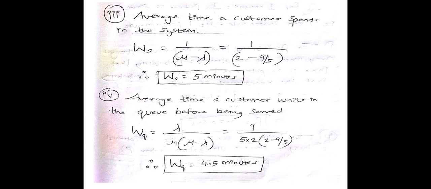Average time a customer spends in the system, that is WS, is 1 divided by mu minus lambda, and it is coming to 5 minutes after simplification. Average time a customer waits in the queue before being served is lambda divided by mu into mu minus lambda. So lambda is 9 by 5, into 2 minus 9 by 5. So it is coming to 4.5 minutes.